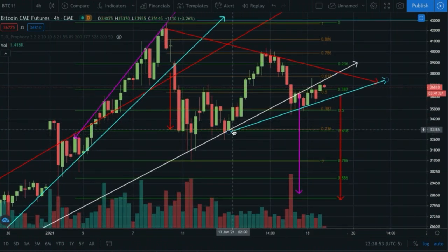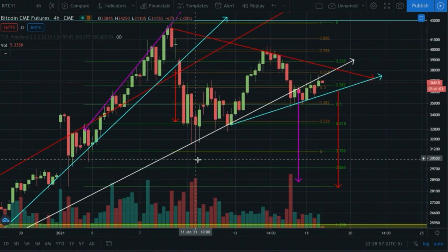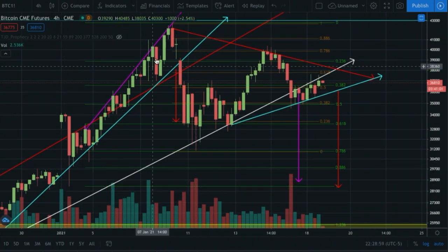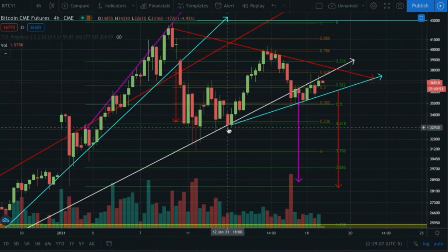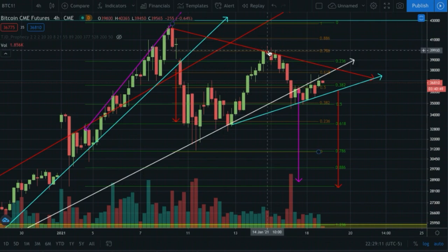So we have the green 618 here, we have the green 786 here, and that was from the bottom of this wick here to the top of the overall trend. So the first time we came down to the 786. We came up to the 382. We came down to the 618. We shot up all the way to the 236 and slightly overshot it. And then we came back down to the 0.5.